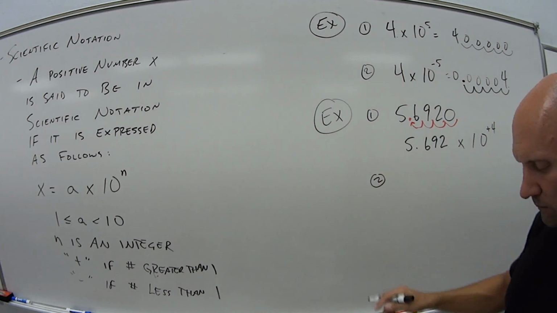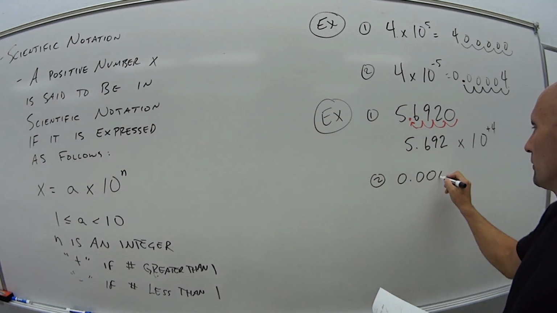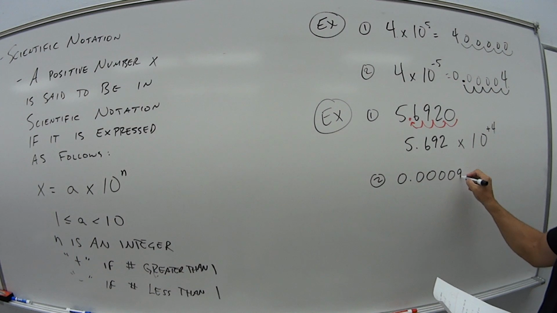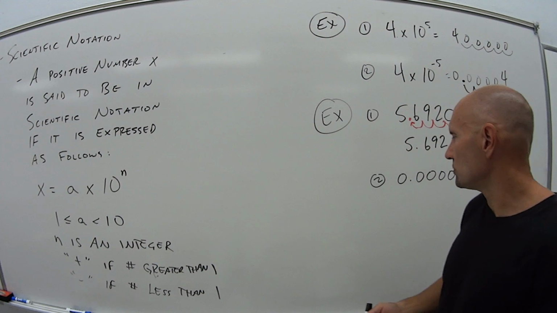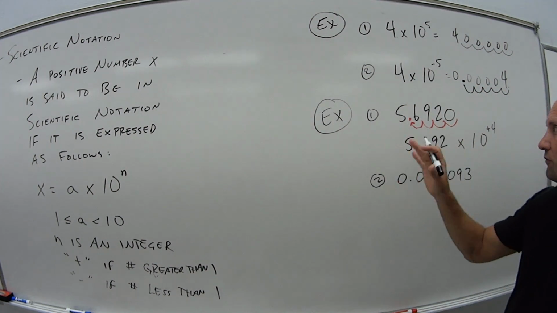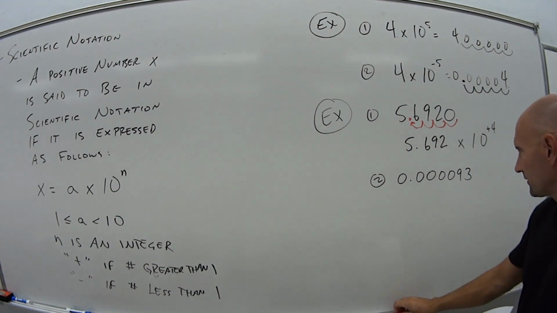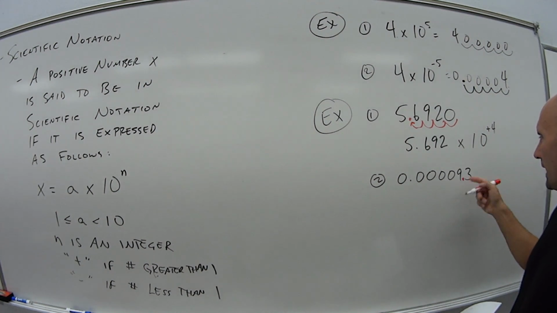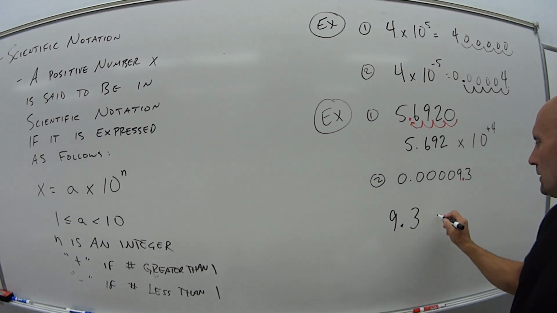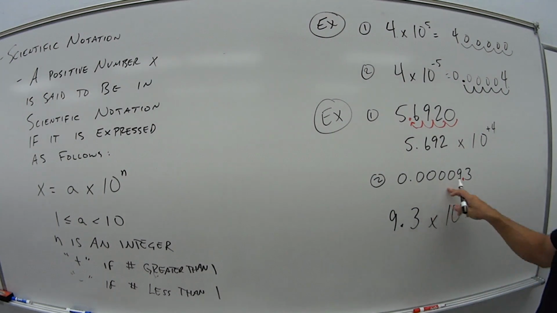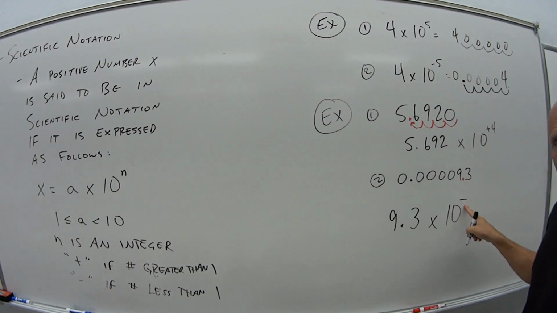And then lastly, what if I have 0.0000, so 4 zeros, 93, and I want to write this in scientific notation. Again, I have to start with some number between 1 and 10. In this case, if the decimal is here, 9.3. So it's going to be 9.3 times 10. This number is obviously much smaller than 1, so we know it's going to have a negative exponent.